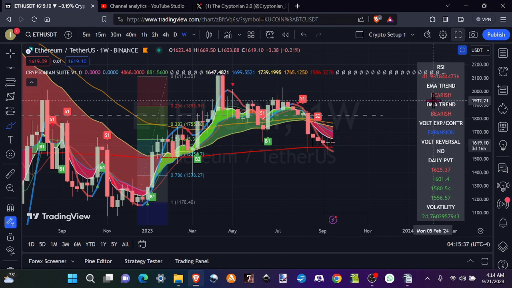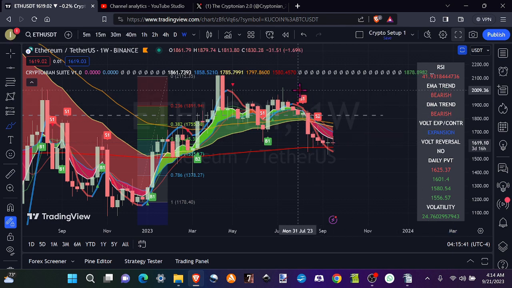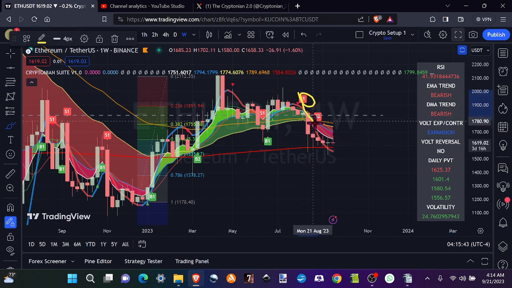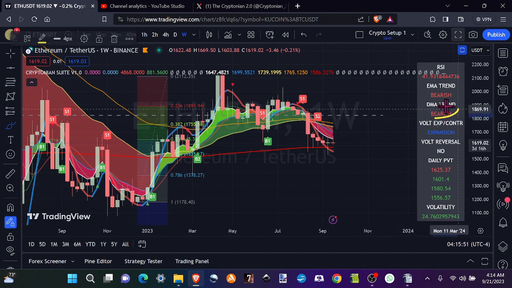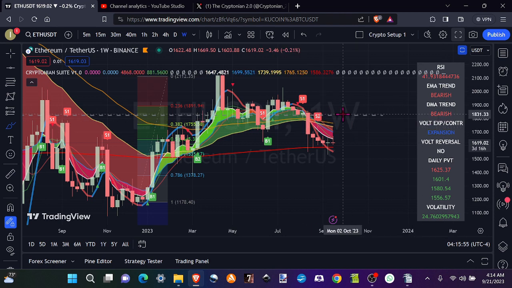So the EMA trend is bearish, and that's no surprise because we had the S1 signal, and then it was confirmed by an S2 signal, and we see the red cloud here. Okay, and then we have the DMA that's bearish as well. That's no surprise because the DMA is very sensitive and gives early signals.